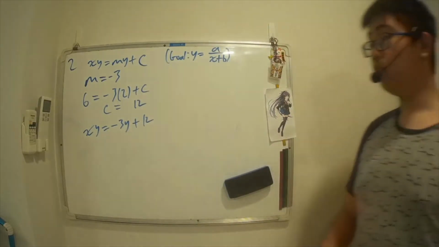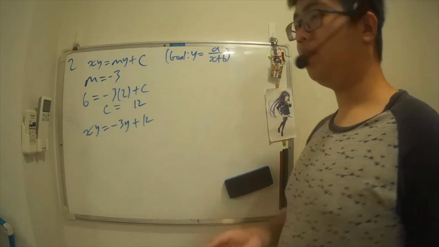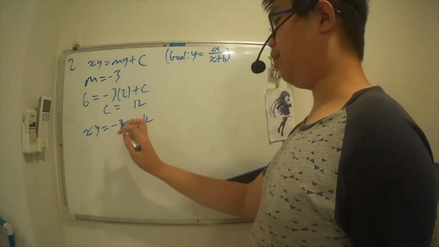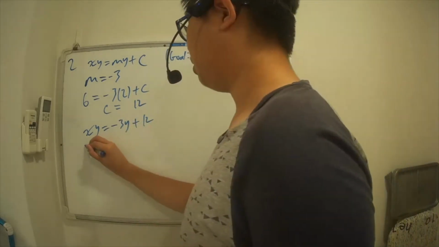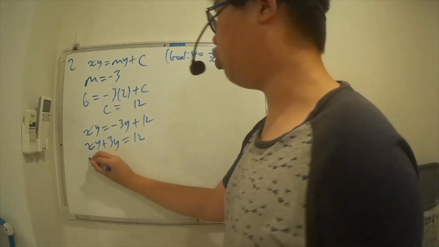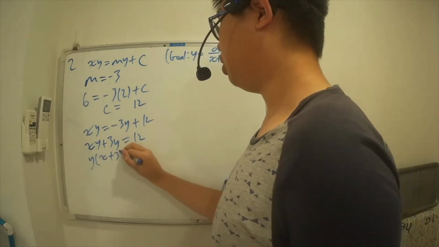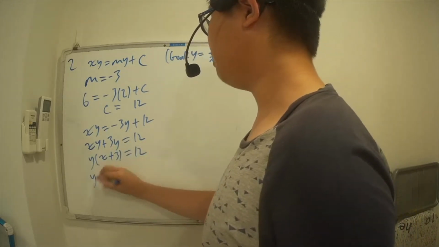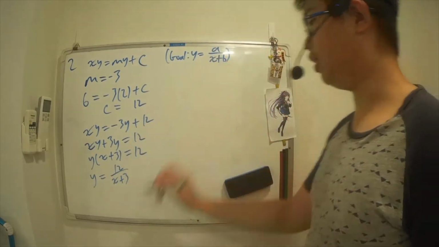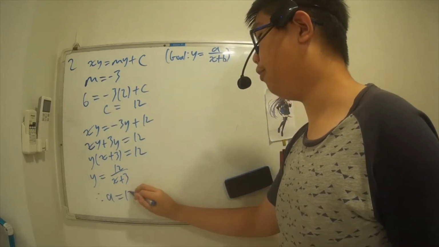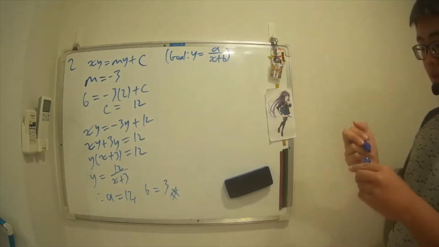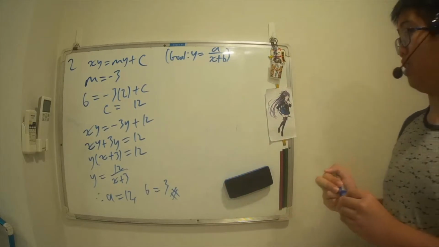Okay, so now we want to get ourselves into this form. So why don't we factorize the y? If I add 3y to both sides, then I have xy plus 3y equals 12. Then y times (x plus 3) is equal to 12, then y is equal to 12 over x plus 3. And this is exactly the form that we wanted. So a is equal to 12 and b is equal to 3. Alright? So this is normal linear law. It's pretty easy.